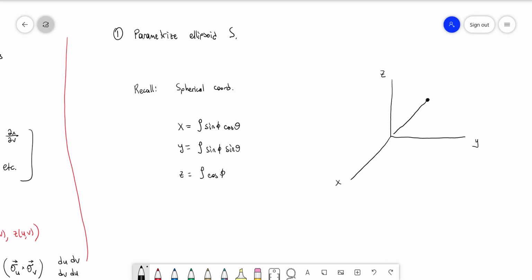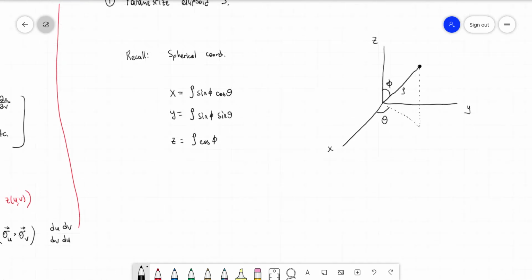So rho represents distance from the origin. Theta is the usual polar coordinate angle. So if you project a vector or a point down into the xy plane, then the polar coordinate angle of its projection, that would be theta. And then phi represents the angle measured from the positive z-axis outwards. So then this angle would be phi.